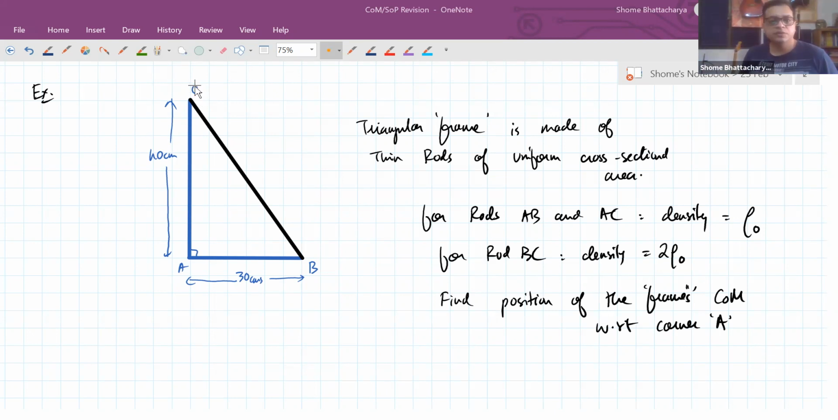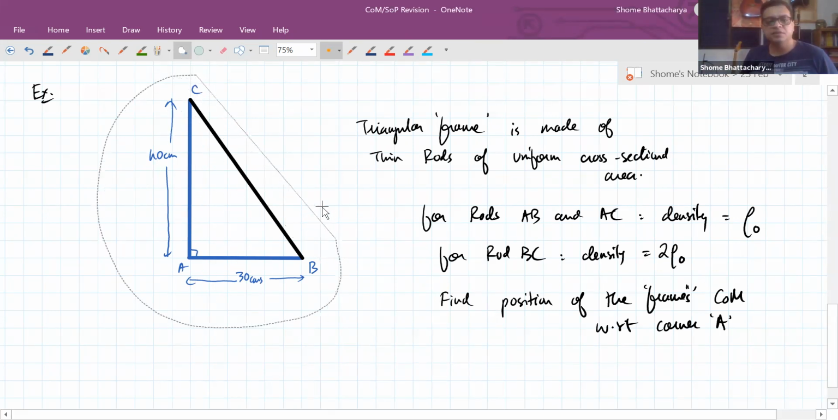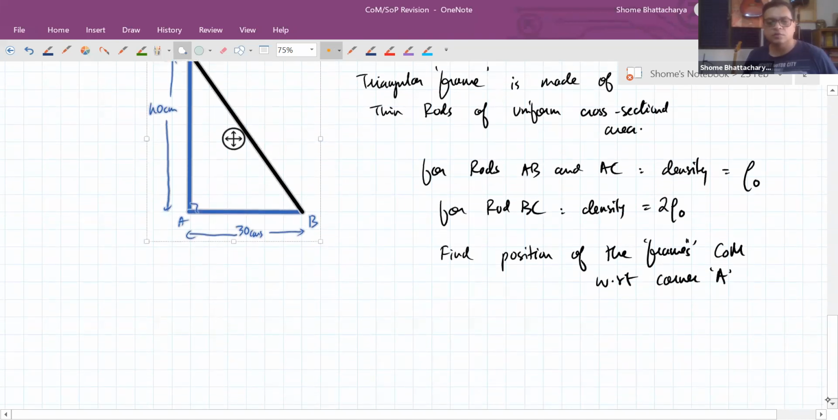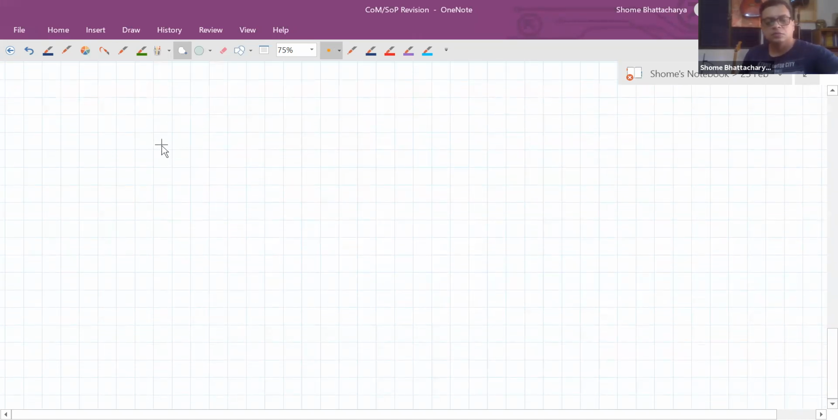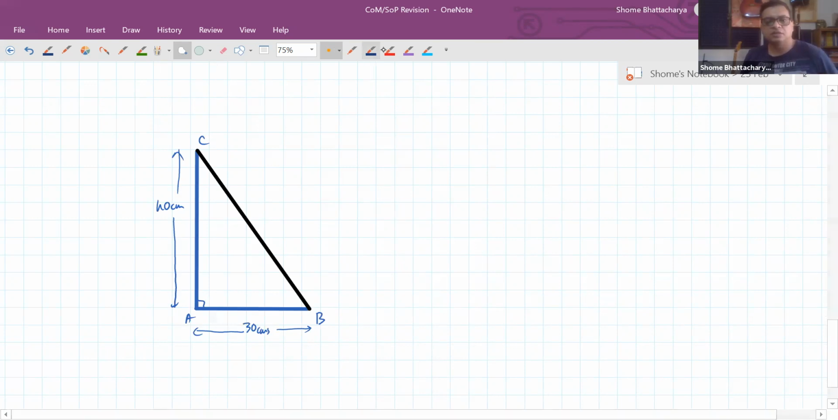Okay, so the main concept we'll use in this problem is that we can replace each of the rods with equivalent particles located at the center of mass of that particular rod. So what we can see here is that the rod AB has its center of mass at the midpoint, say C1. The rod AC has its center of mass at the point C2, and the rod BC has its center of mass at the point C3.